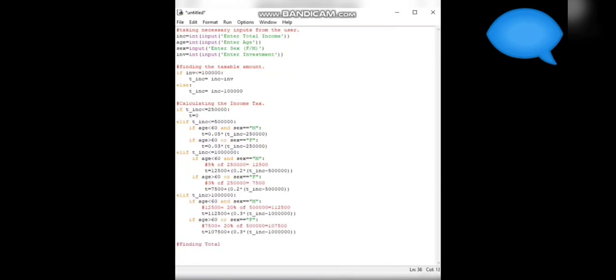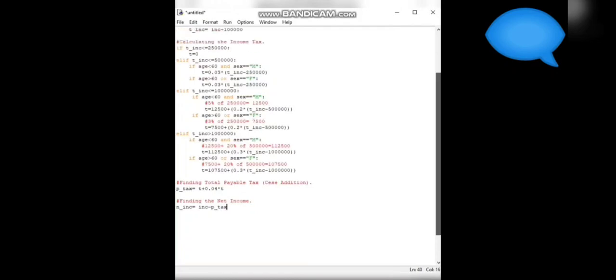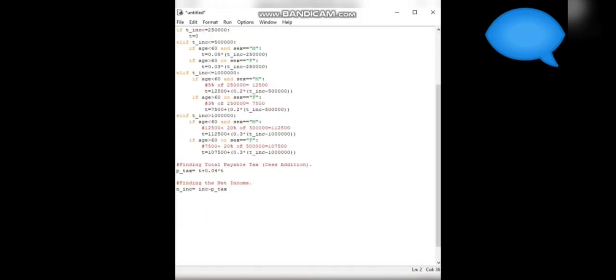Now our next step is cess addition. So we'll now find the total payable tax, that is tax including the cess. So P tax is equal to the income tax plus 4% of the income tax, and that's it. Now moving on to the final step, that is finding the net income. So the net income will be equal to the income that we took in the beginning minus the payable tax.